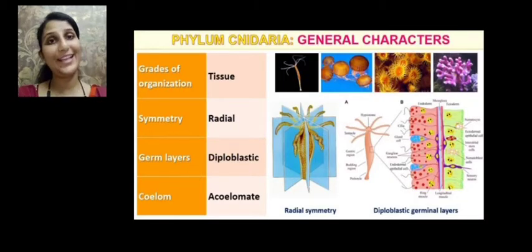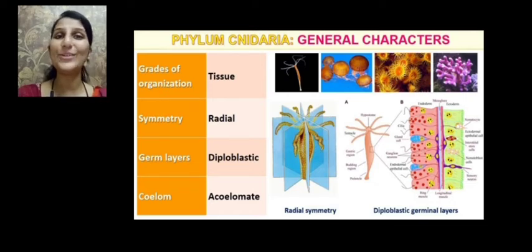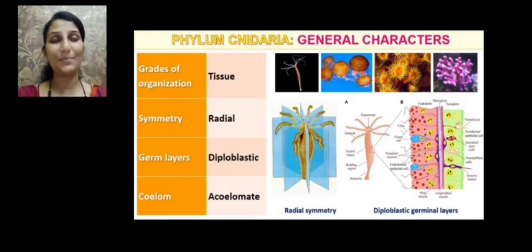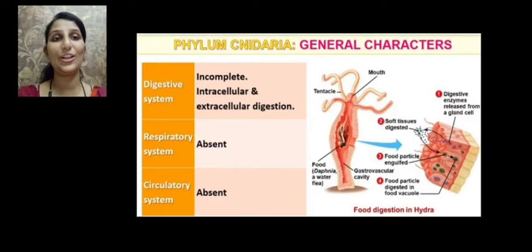So grades of organization is the tissue level. So they have been promoted from the cellular level to the tissue level. And symmetry is radial symmetry. What do you mean radial symmetry? That means the body can be divided into two equal halves through any plane passing through the central axis. And the germ layers are diploblastic. That means they have an outer ectoderm and inner endoderm. Between them we can see an undifferentiated jelly-like layer called the mesoglea. And coelom, they lack a coelom, so they are called acoelomate.